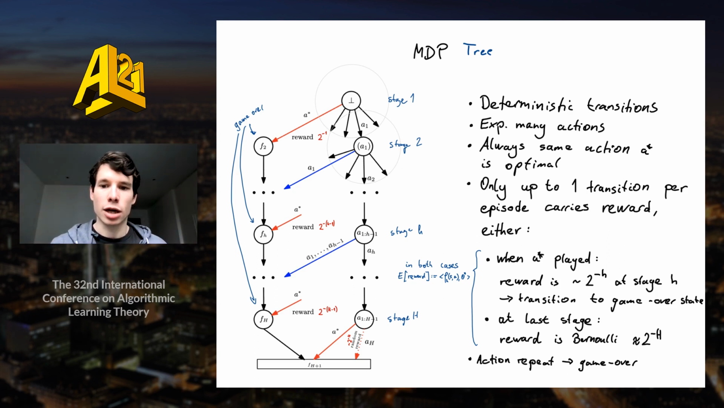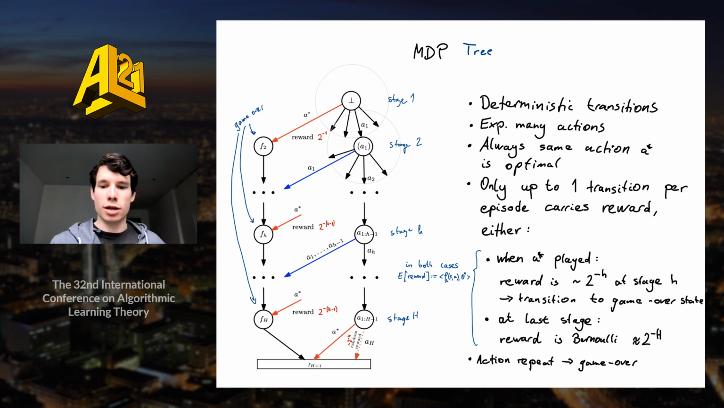There is also only up to one transition per episode that carries any reward. And this could be in one of two ways. Either when A star is played, that is, the optimal action is played, in which case the reward is about 2 to the minus h at stage h. So it decreases at a geometric rate for the stage we are in. And then if A star is not played, we transition to a game over state, which means there will be no more rewards, and it doesn't matter what you do there. It will just go with 0 rewards to the end of the episode.